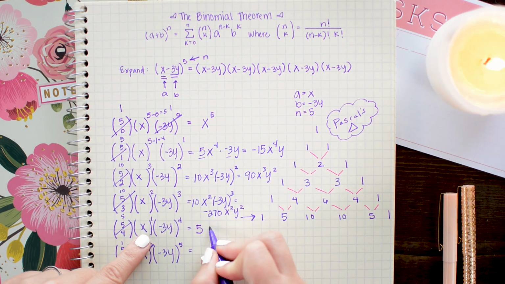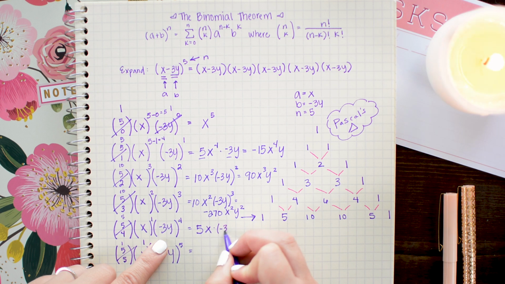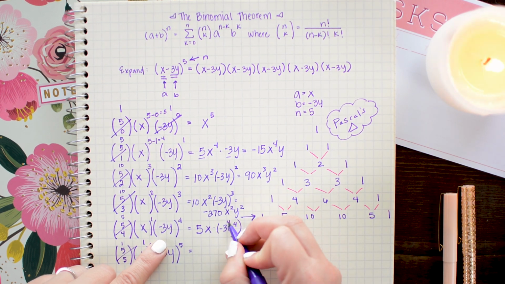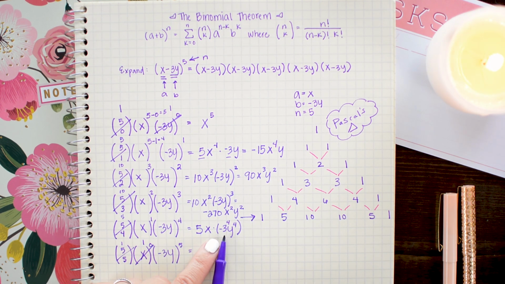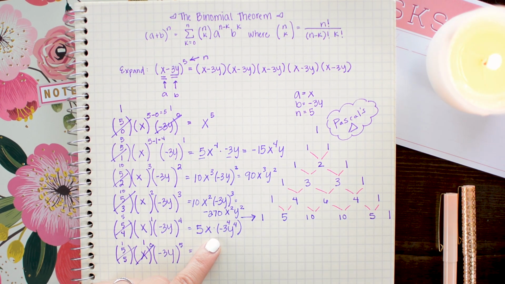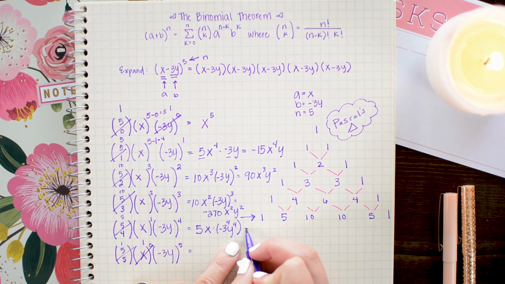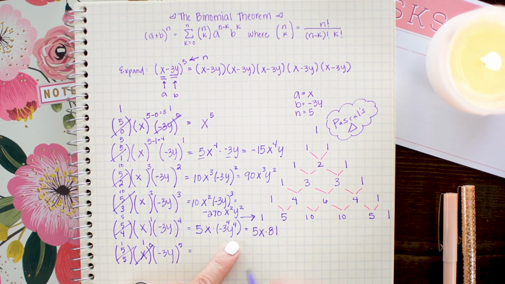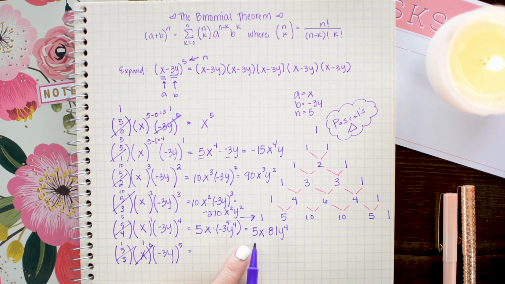5 x to the first power and negative 3y to the 4th. Oops, to the 4th. So both of those are to the 4th. I could write it like that. And when I multiply out negative 3 4 times with itself, I get positive 81. So this becomes 5x times 81 y to the 4th. And then, oh, this is kind of a big one. We have 5 times 81.